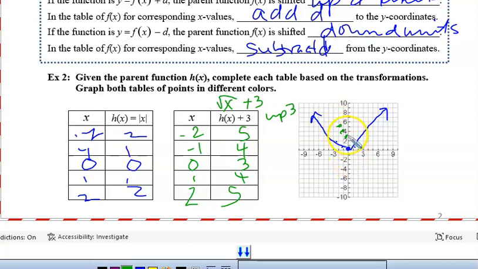These are a little bit off, but you get the point. And so now when I connect that, you'll see from the blue parent function to the green transform function, this graph truly did go up 3 units.